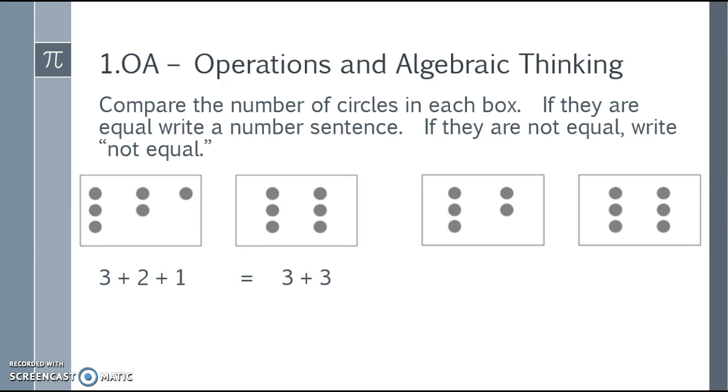The second set of boxes, I have 1, 2, 3, plus 2, plus 3, plus 3. These are in fact not equal, because on the left we've got 5 dots, and on the right I see I have 6.